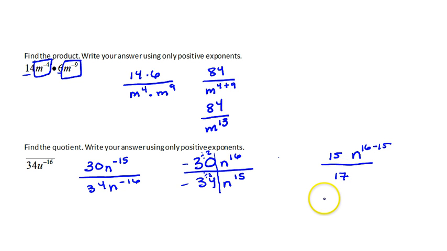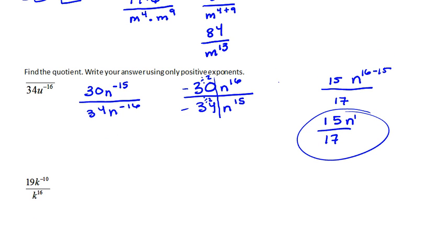Now let's do the math with our exponents. So I have 15 over 17, and 16 minus 15 is 1, so to the first power. And I found the quotient, and I've written my answer using only positive exponents. So that was kind of a multi-step problem. Here's another one.